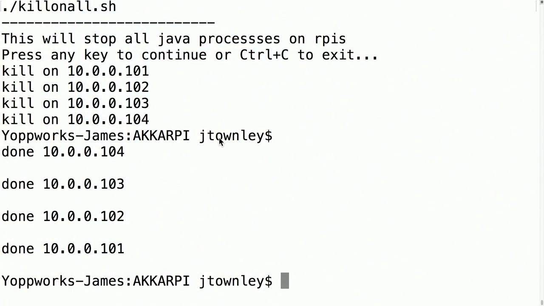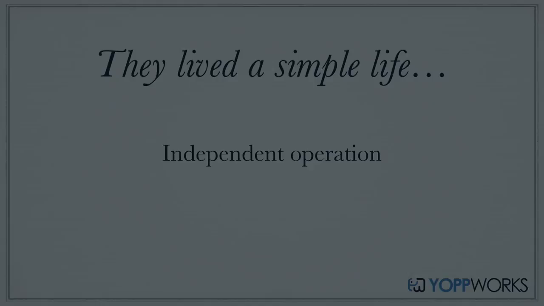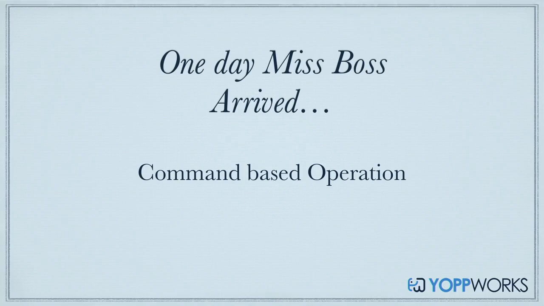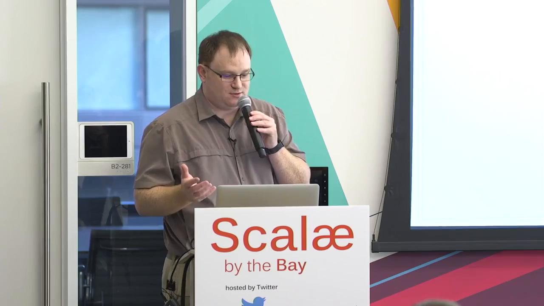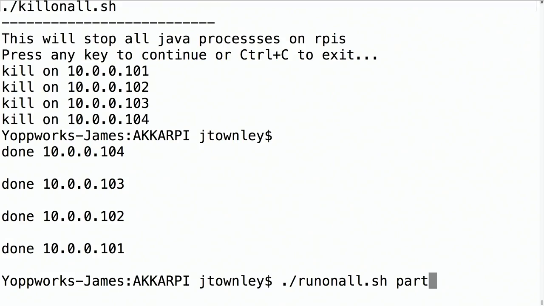So that's going to bring us to the next part of our story here. One day, Miss Boss, the pretentious Mac, arrived and decided that she wanted to tell all of these little Raspberry Pis what to do. So I'm going to get that code running here. This is our part one. And just while that's loading up, we'll have a look through the code.